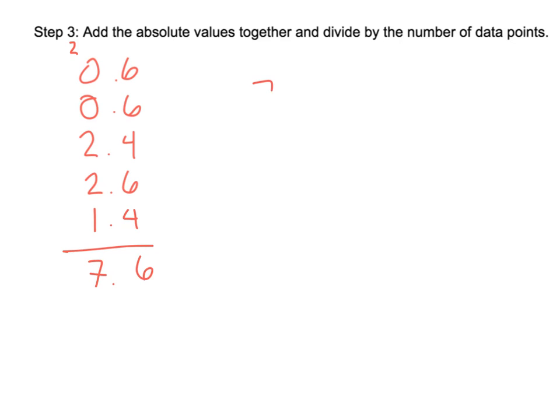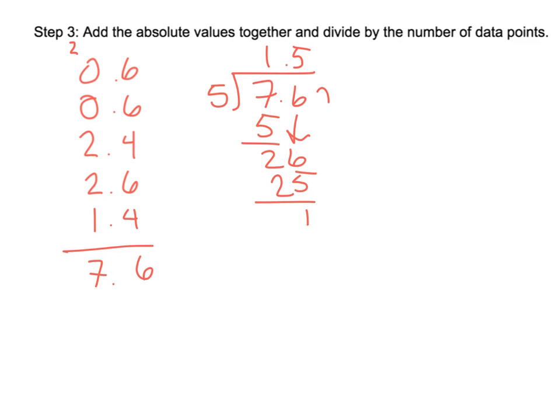And then when I do 7.6 divided by 5, bring up my decimal point, 5 goes into 7 one time. 1 times 5 is 5. That gives me 2. I'll bring down the 6. 5 goes into 26 5 times. That's 25. 1, I'll add a 0 there. That's 2. And I'm done.